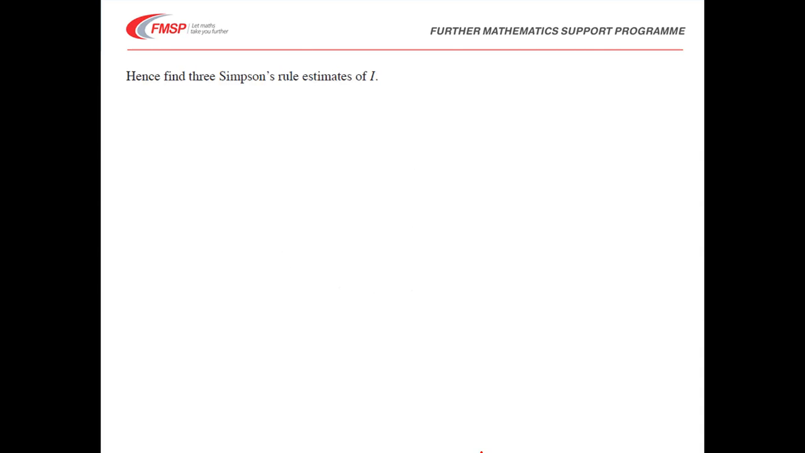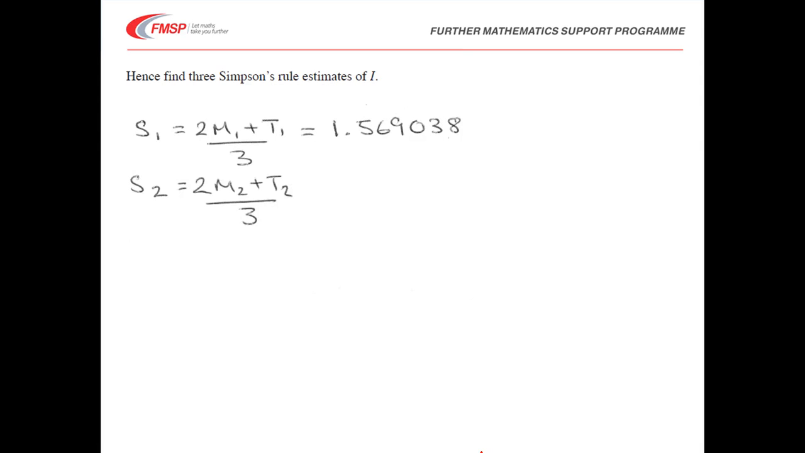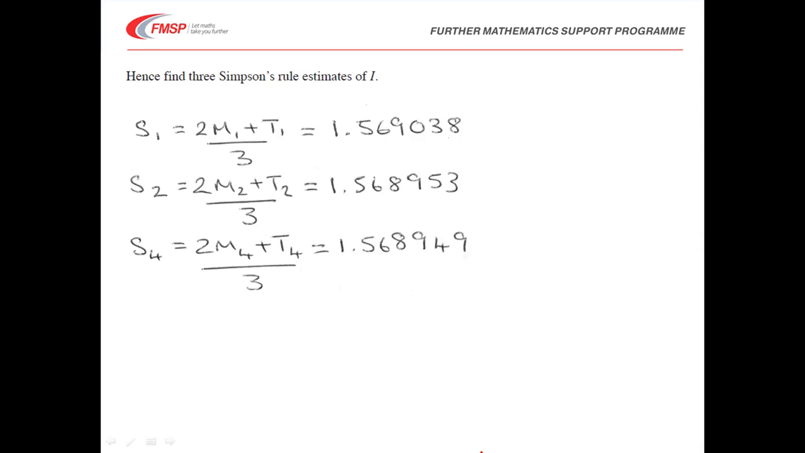From that we have to find three Simpson's rule estimates, and we use that weighted mean formula, 2m plus t over 3. So S1 is 2m1 plus t1 over 3, and we substitute the values, and that's what we get out. S2 is 2m2 plus t2 over 3, and again we substitute the values, and that's what we get out. And S4 is 2m4 plus t4 over 3, and again we get those values out. So there's our three estimates of the integral using Simpson's rule.